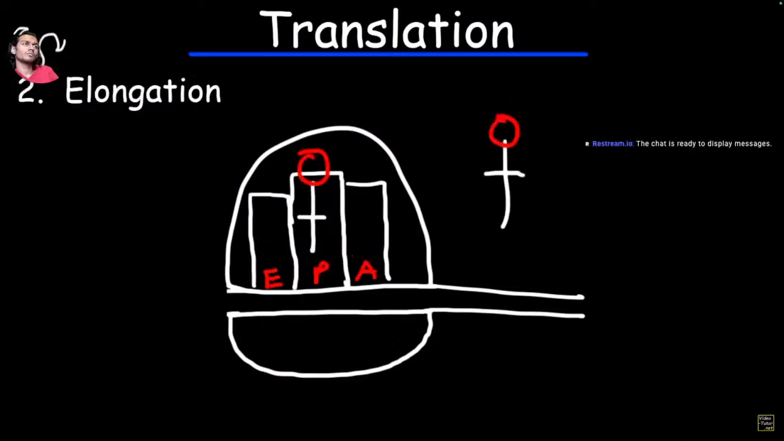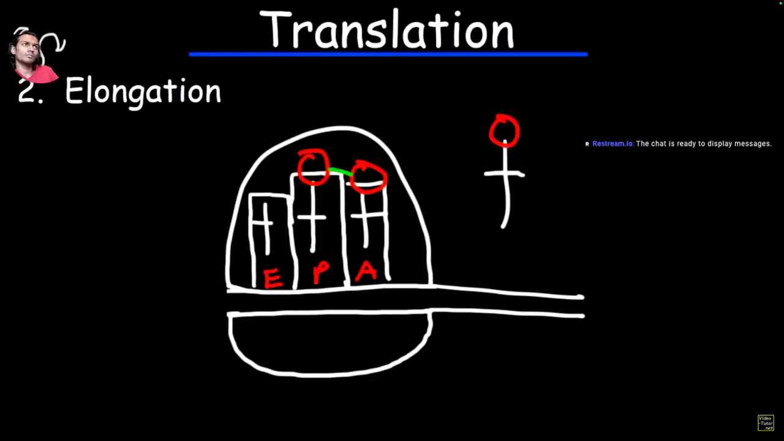Now, during the second step of translation, that is during elongation, another tRNA molecule enters the A site. So I'm just going to draw it here. And during that process, a covalent bond will form between the two amino acids that we see here, highlighted by the red circles. Now, as the process continues, the tRNA molecule in the P site will move to the E site. And as it does so, it's going to lose an amino acid.